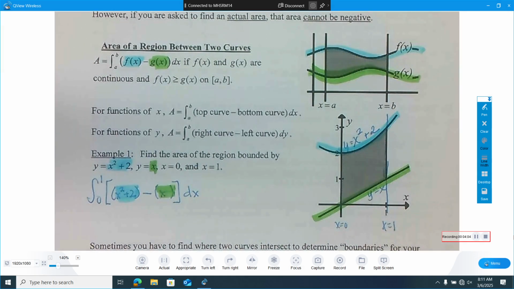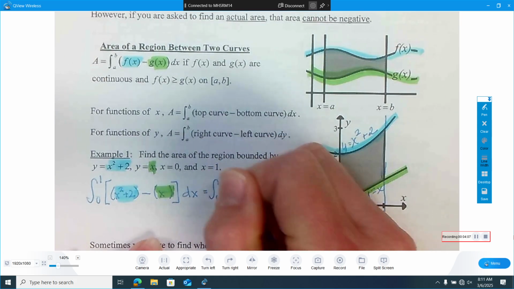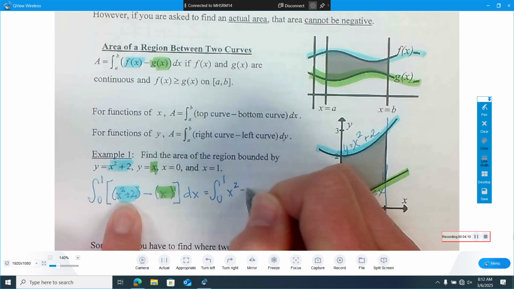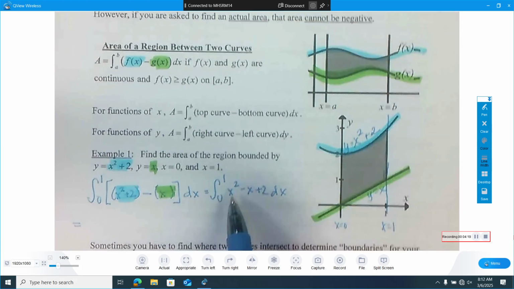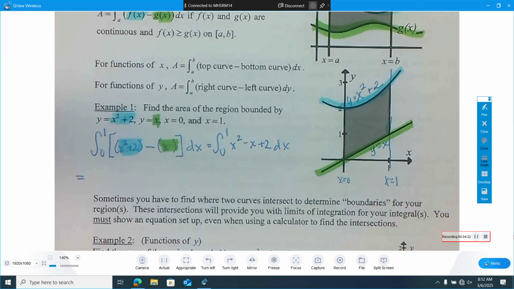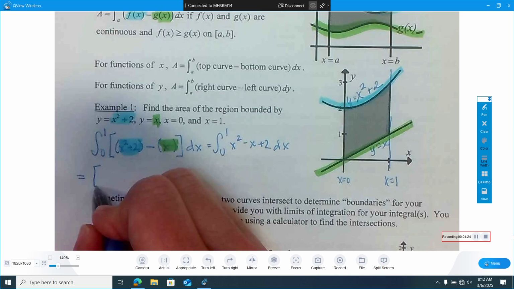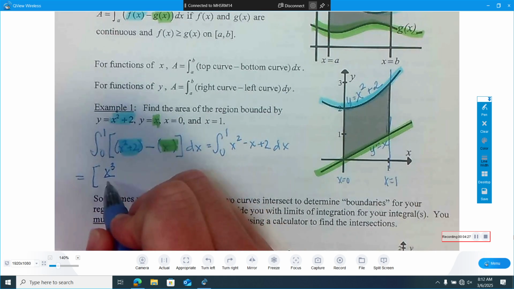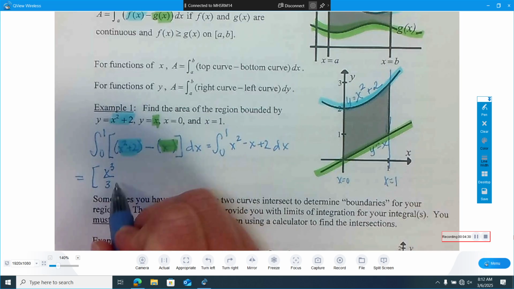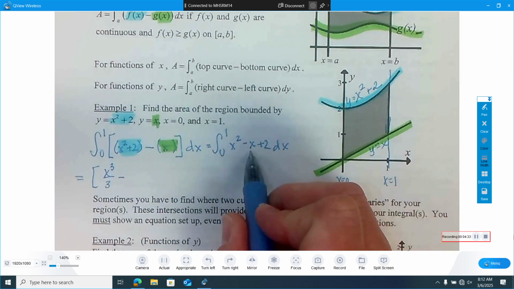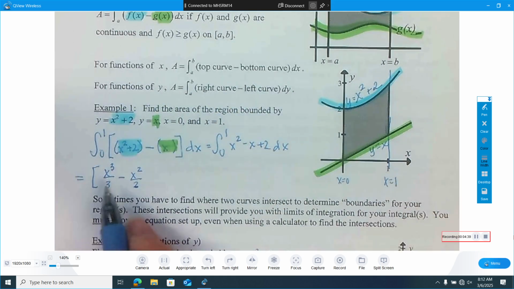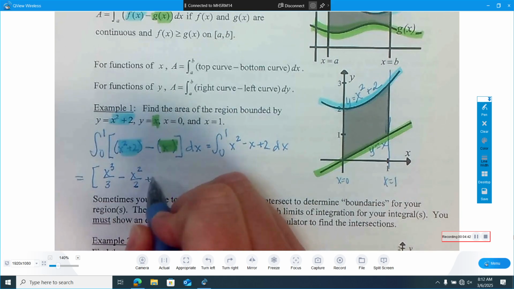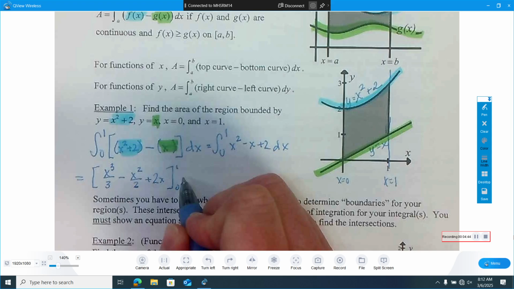I can clean that up, and that's going to be the integral from 0 to 1 of x squared minus x plus 2 dx. And then we're going to integrate. What is the antiderivative of x squared? x cubed over 3. And the antiderivative of x is x squared over 2, with a negative in front. And the antiderivative of 2 is 2x. And again, we're integrating from 0 to 1.